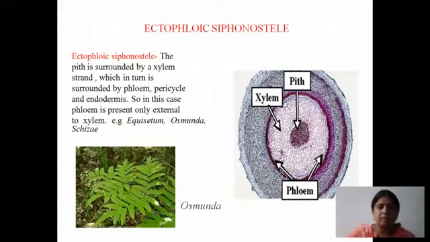Here the pith is surrounded by a xylem. Here you see ectophloic siphonostele. The pith is surrounded by a xylem strand, which in turn is surrounded by phloem, pericycle and endodermis. So in this case, phloem is present only external to xylem. This type, for example, Equisetum and Osmunda.